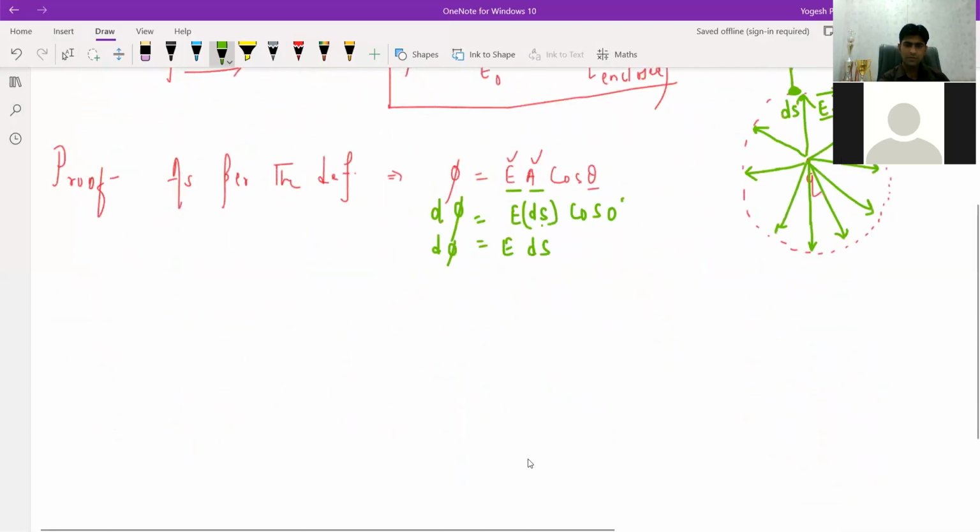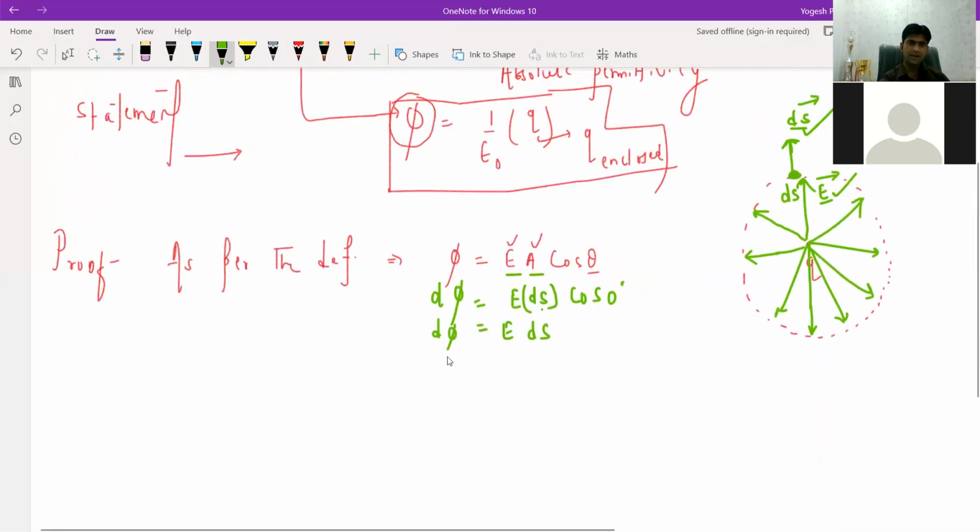Now we have d phi, and we need the value of phi. So what should I do? Integrate. We need phi from d phi, so we have to integrate. So phi is equal to the closed integral of E ds. Why closed integral? Because we are considering this closed surface.